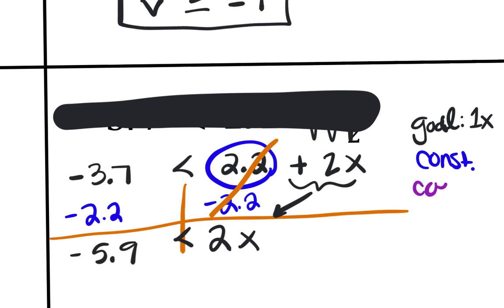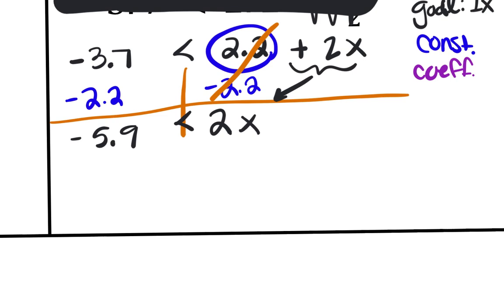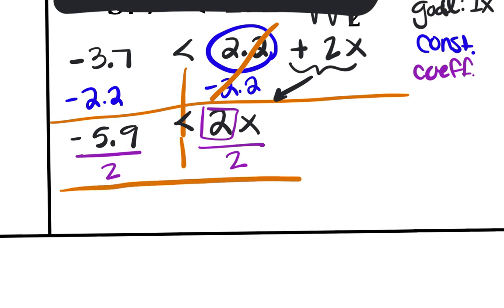Then I need to undo the coefficient, which is 2. 2x means 2 times x. The opposite of multiplying is dividing. You have to divide by the entire coefficient, so we're going to divide by 2. What I do on the side of the variable, I have to do on the other side. 2x divided by 2 is a positive 1x. Negative 5.9 divided by 2 is negative 2.95. Even though my answer is negative, the number doing the dividing was positive, so my symbol can stay the same.